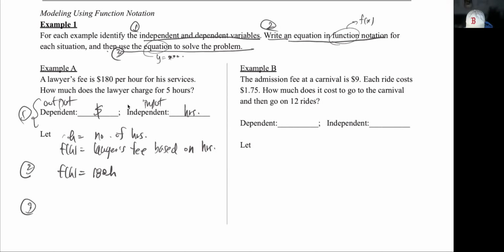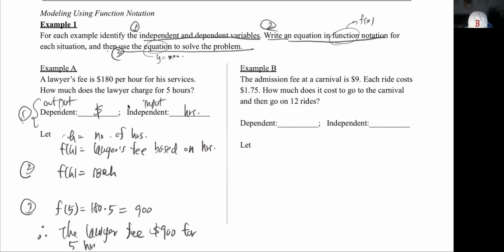Well, we plug it in. f of 5 is $180 times 5, and that ought to give us $900. Therefore, the lawyer fee is $900 for 5 hours of service. There you go.